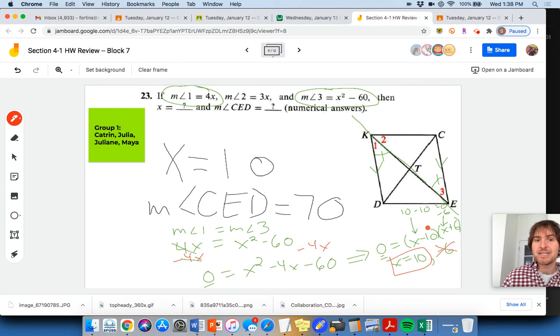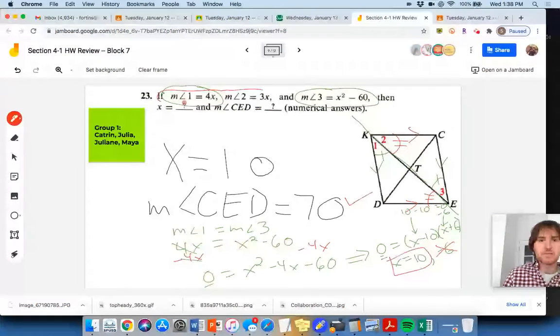So here, x equals 10, and then finally, measure of angle CED is 70. And the way I can get that is, oh, here's where angle 2 comes into play. Angle 2 is congruent to angle TED because they're alternate interior angles. And again, these lines are parallel here, okay? So here, measure of angle CED would just equal 1 plus 2, which is this, okay? So it would be 7x, and 7x equals 7 times 10, and that equals 70. Okay, so that's where that 70 came from.